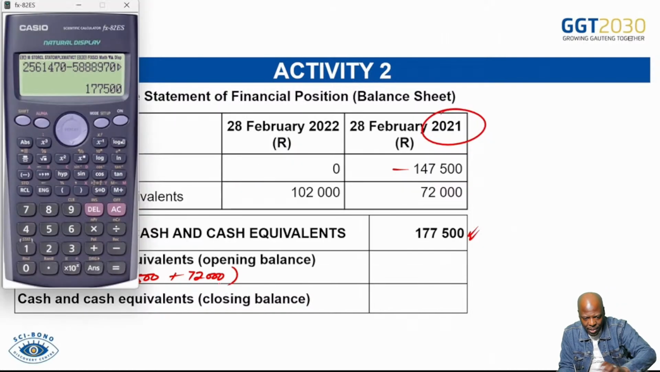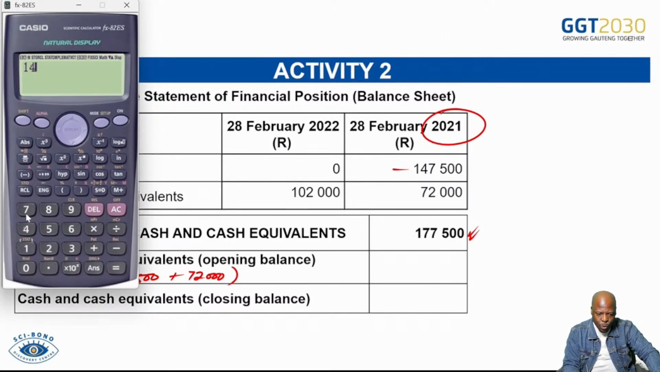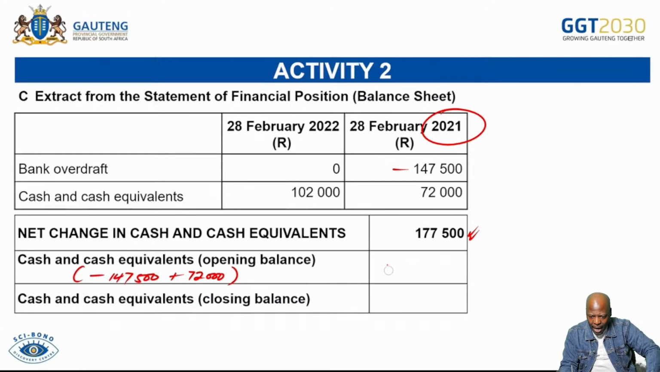So I'm coming here and I'm going to say, a negative 147,500, plus 72,000. Correct now. That's going to give me a negative 75,500. It's very key, very important that you show this calculation here, as it will affect the final amount that you have here. And then you will now say, if I take this one and I subtract that one, how much do I have?